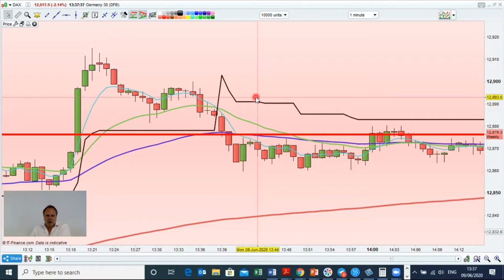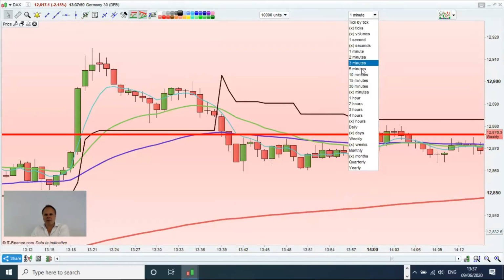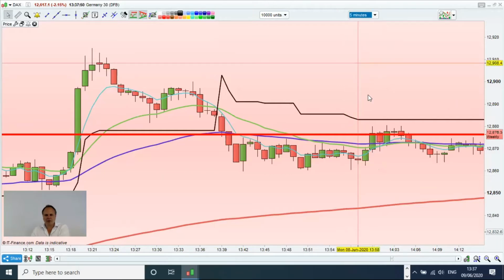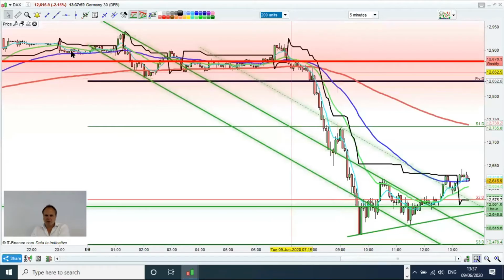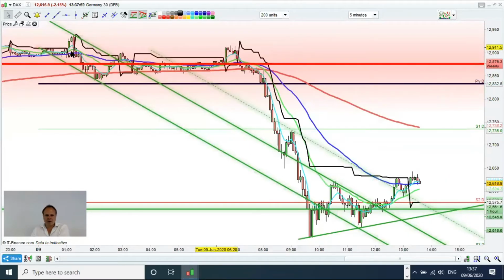Now, it did drop by 140 pips. It rallied again, and then it continued to drop further. So let's have a look and see from here. Okay, so let's move on. We'll have a quick look at now the 5-minute chart. Let's just change the number of units to just 200. So let's have a look here at what did happen.